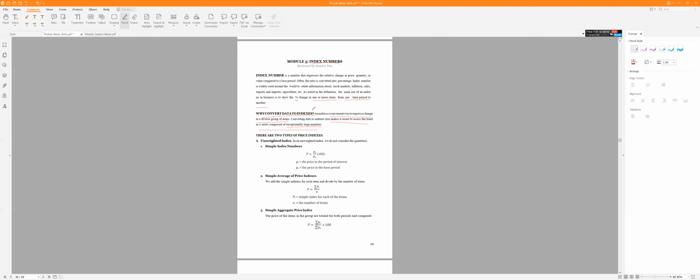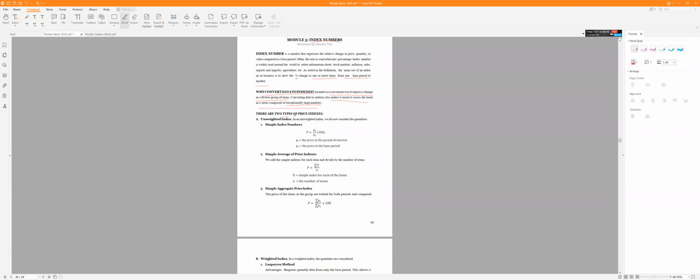So yeah, there are two types of price indexes. A is unweighted and B is weighted. I'm going to discuss them one by one. So unweighted indexes are easy. Number one is simple index numbers.